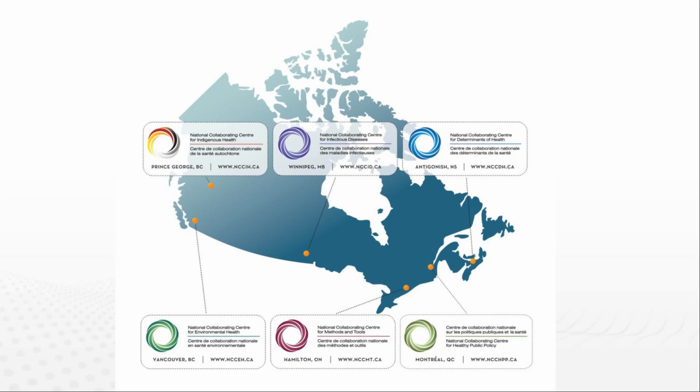And as you can see here, we have the National Collaborating Center for Determinants of Health, which is on the East Coast. As we move west, we have the National Collaborating Center for Healthy Public Policy, which is located in Quebec. We're located in Hamilton in Ontario, the National Collaborating Center for Methods and Tools. We usually shorten that to NCCMT. And then as we continue to head west, we have the National Collaborating Center for Infectious Diseases, and then two are located in British Columbia.